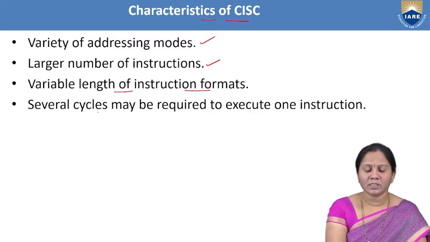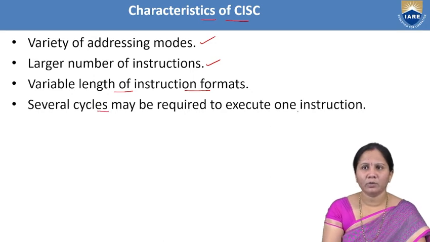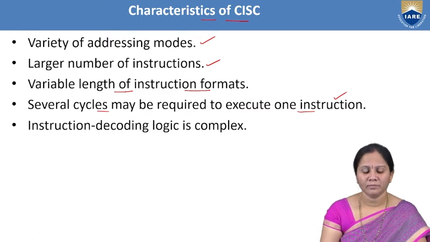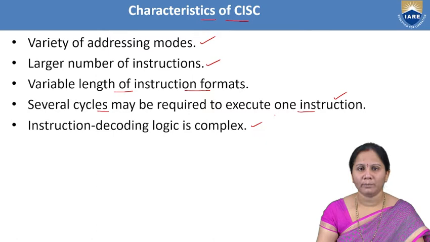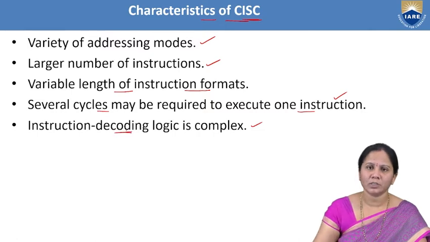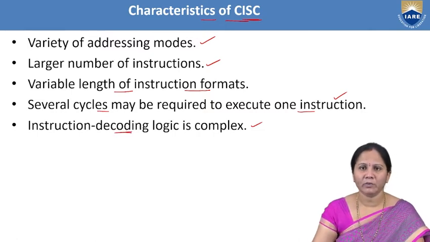And so several cycles are required to execute one instruction. Here, based on the instruction, the number of clock cycles will differ. But there, for one instruction, it requires only one clock cycle. Now, the instruction decoding logic is complex. Why? Because the instruction is complex. That is why, in order to decode that instruction, it is very complicated for the compiler.